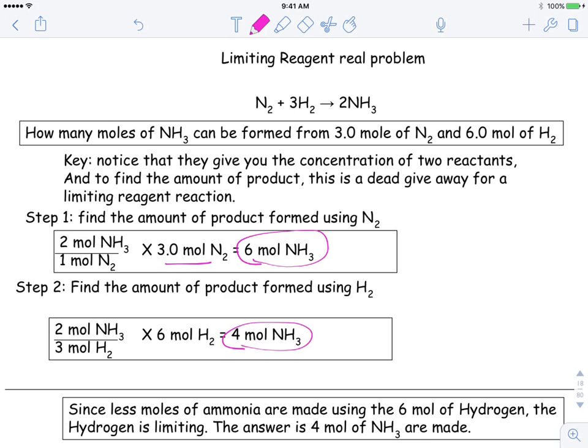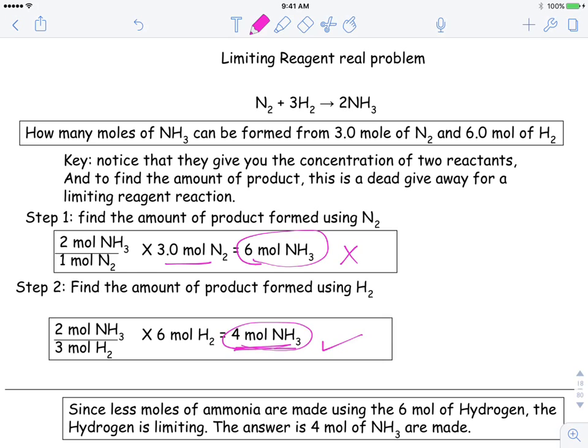Yes, there's 6 moles of hydrogen, but also the ratio is 2 to 3. And so I have 4 moles of ammonia that's made. And those 4 moles of ammonia are the correct answer. The 6 moles of ammonia will never be made. This N2 is in excess.